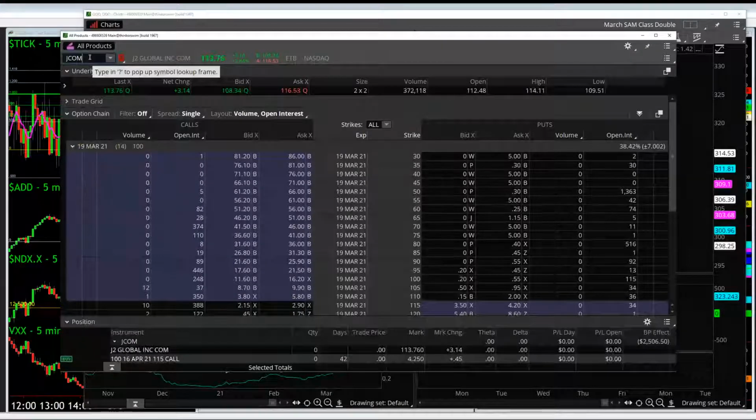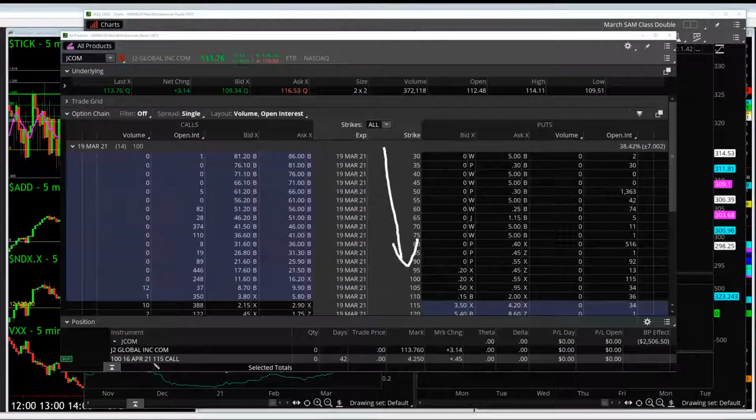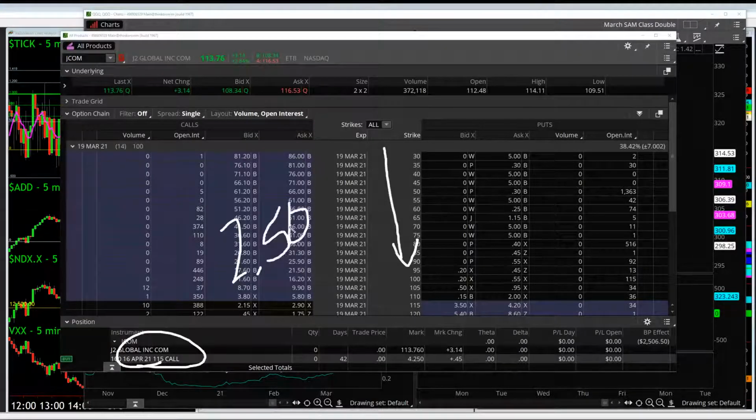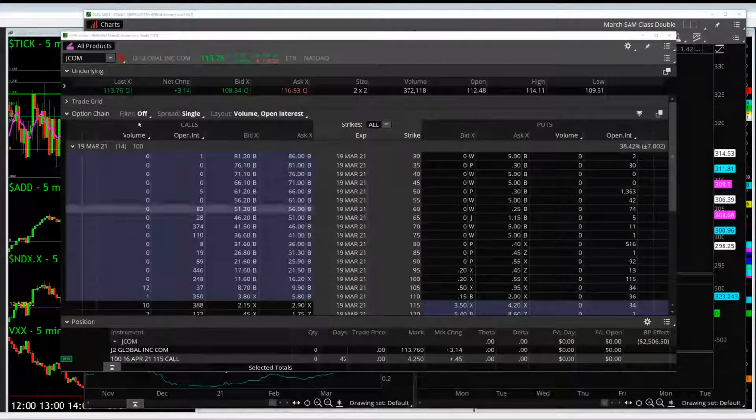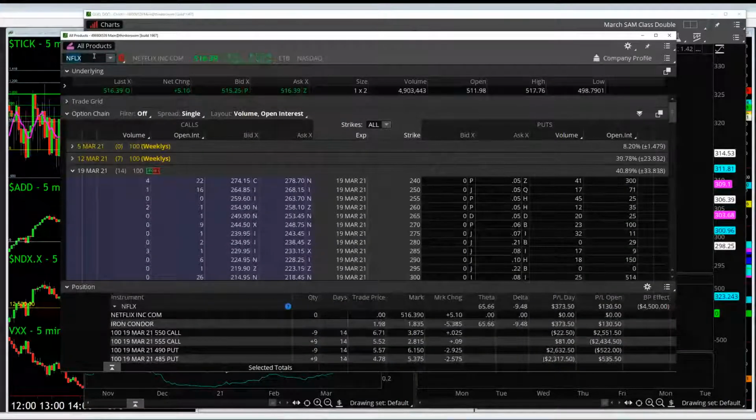A good example of this is JCOM. We didn't get filled today, but I love JCOM, and when it flushes down, I want to buy the April 115 calls at $2.50. We did flush down today, I just didn't get filled. That's a pretty straightforward option play. But the beauty of options is there are so many things that you can do.